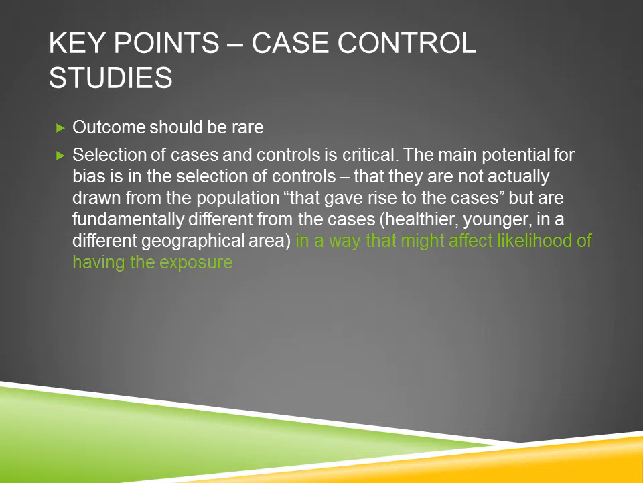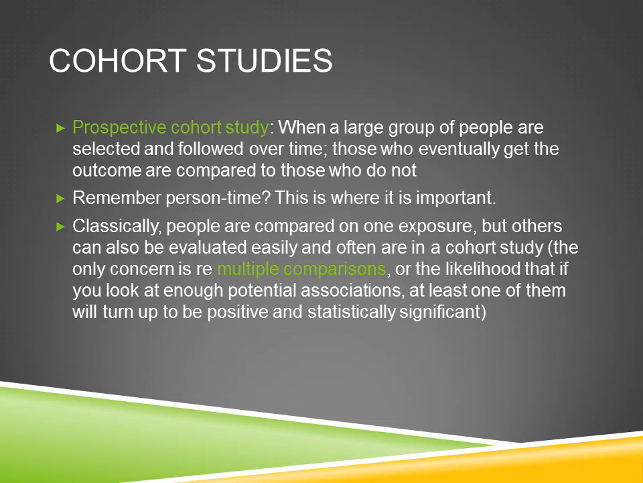You're picking two different groups that may have different exposure to firecrackers. So you want to pick people who live in the same geographic area and are the same in many ways. This is the key thing with case control studies. That's really hard. Moving on to cohort studies.